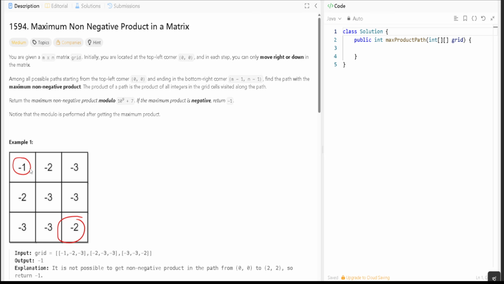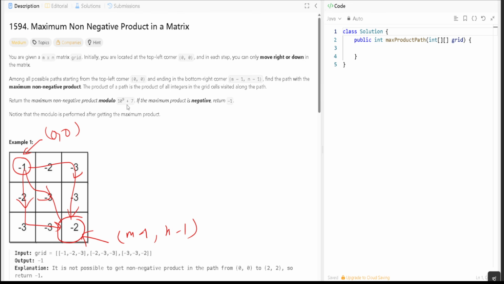The possible path is either it will come here and go like this, or it will come like this. So these are the paths we are given, or any other possible path. This cell is nothing but (0, 0) and this cell is nothing but (m-1, n-1). So these are the two cells we are given.